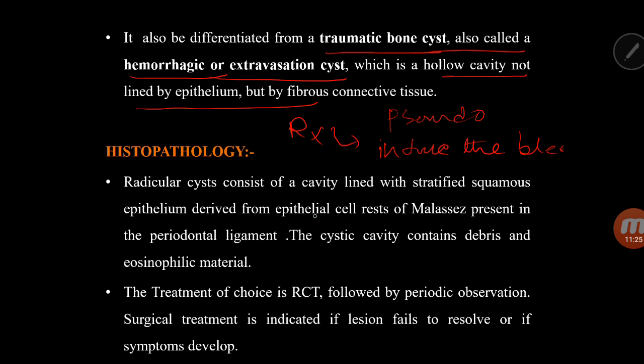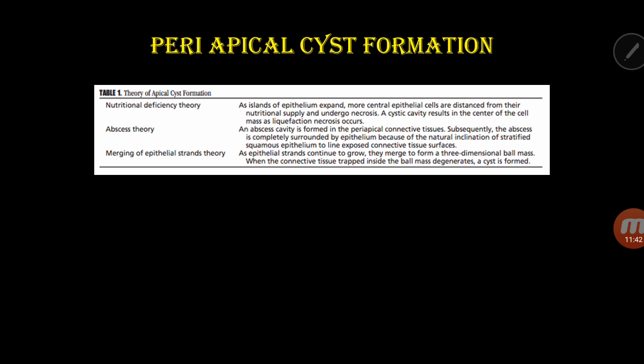These radicular cysts originate from epithelial cell rests of Malassez that are present in the periodontal ligament, and the choice of treatment is root canal treatment followed by periodic observation. If the root canal treatment doesn't provide a favorable outcome, then you need to go for surgical removal, that is enucleation. So there are a few theories that explain this periapical cyst.